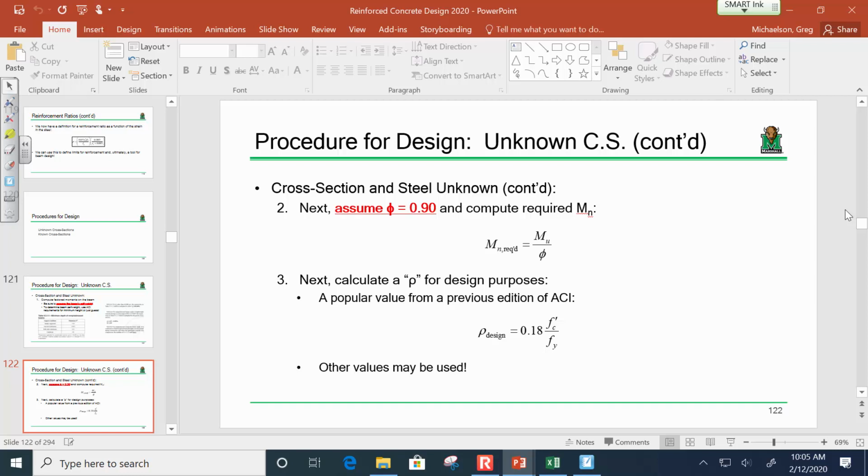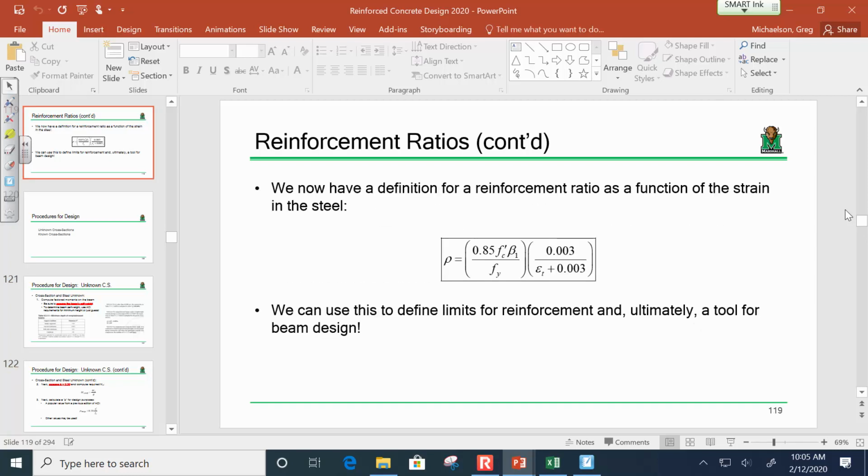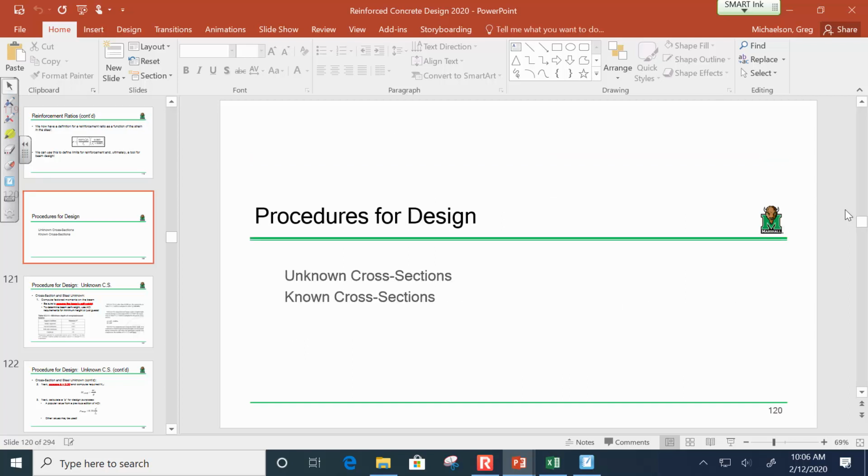Next thing you do is you compute a rho value for design purposes. The two primary methods are to just guess a value, which is a pretty good guess, or you can compute a value based off of a target strain value. Like, I want the strain in the steel to be 0.01. So what reinforcement ratio is required to hit that strain value? And there's nothing wrong with that assumption as well, so either one works.